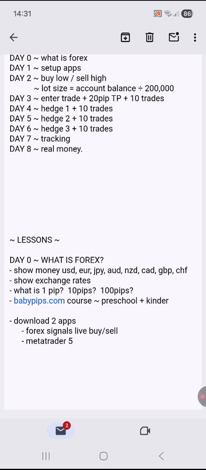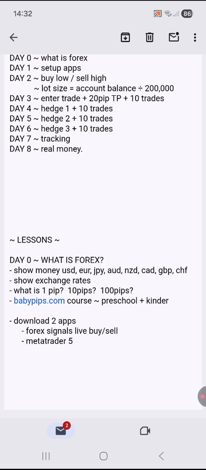And then there's a basic course that I recommend. I don't recommend the full course because it really is too much information for what we need to do in order to execute trades. But I do recommend this course called babypips.com, and going through for yourself, aside from my lessons here, going through the preschool and the kindergarten sections of that course. And I'll show that to you today. And then I'm going to ask you to download the 2 apps that we primarily use. One is called Forex Signals Live Buy Sell.